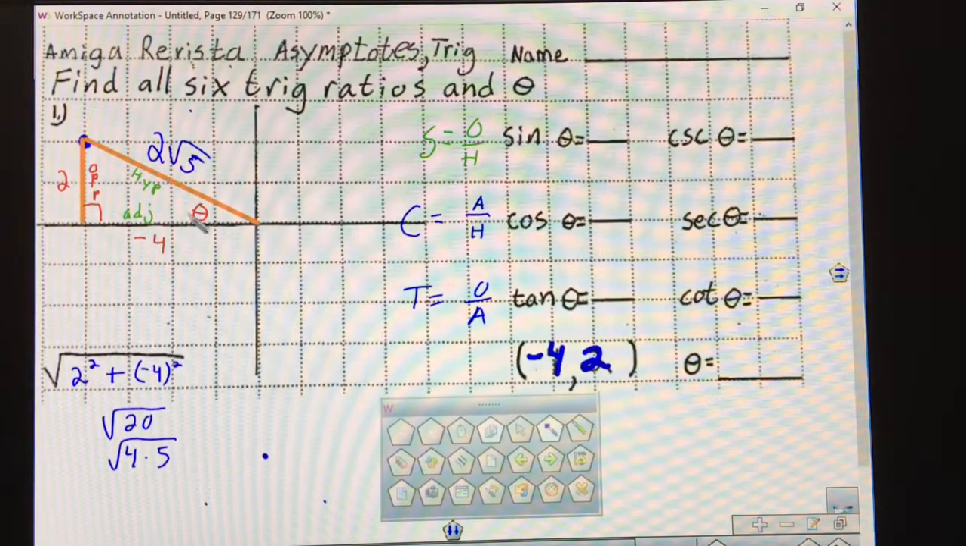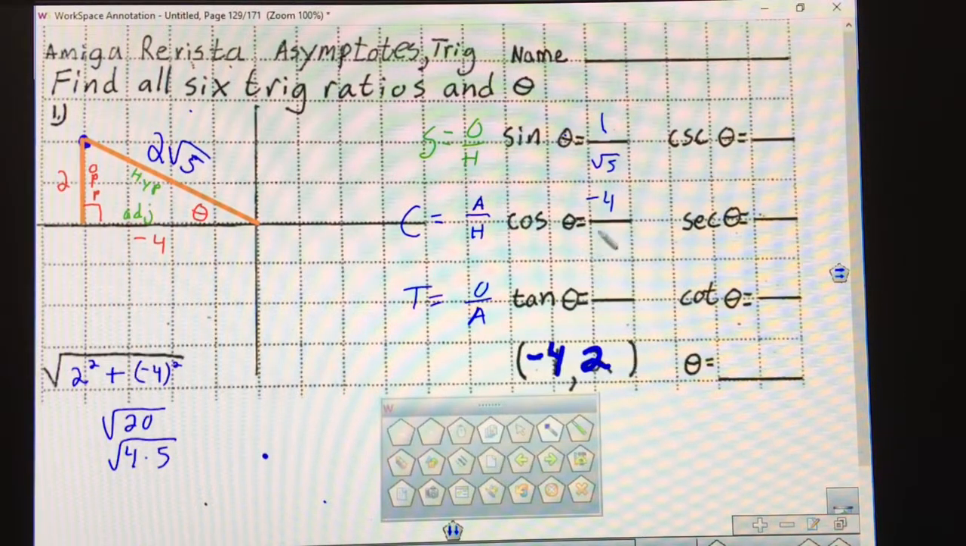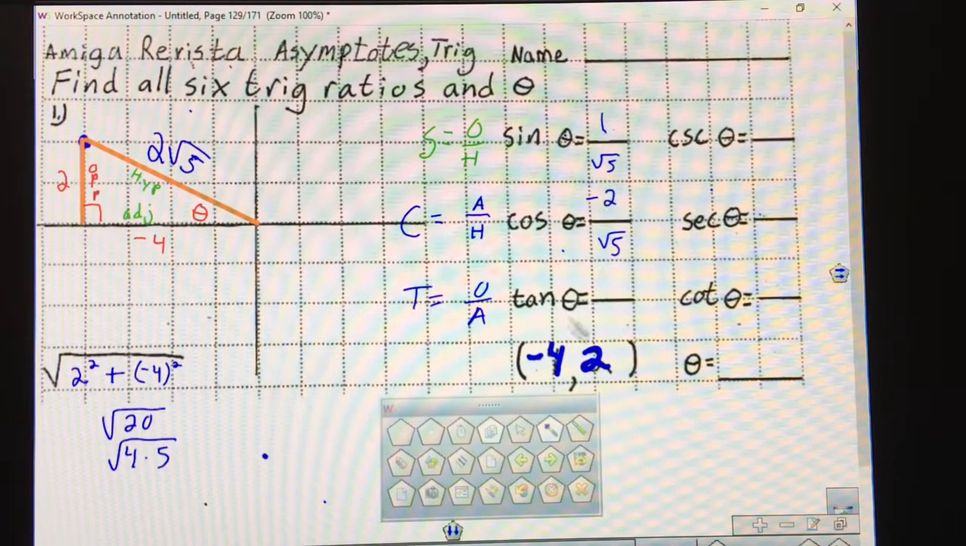So now this is going to be opposite, or 2 over 2 root 5. Let's simplify that right now. That's going to be 1 over root 5 because those 2's will cancel out. Adjacent over hypotenuse, that's going to be negative 4 over 2 root 5. Let's simplify that right now because negative 4 divided by 2 is negative 2. So that's going to give me negative 2 over root 5.